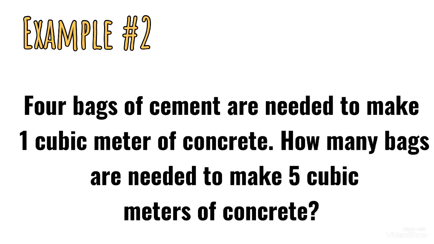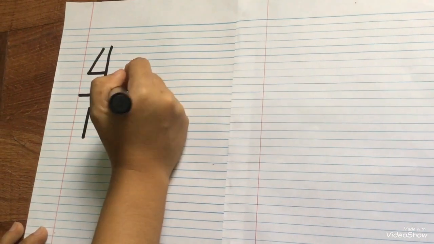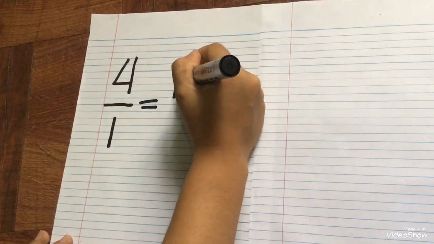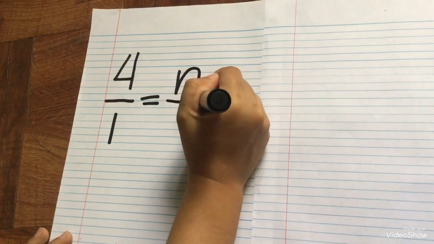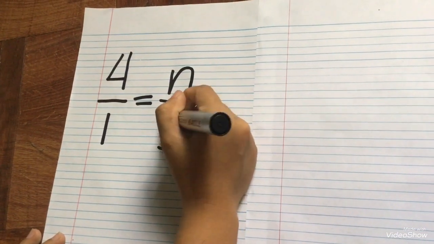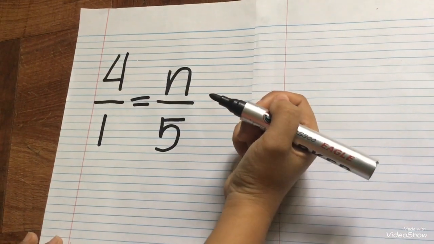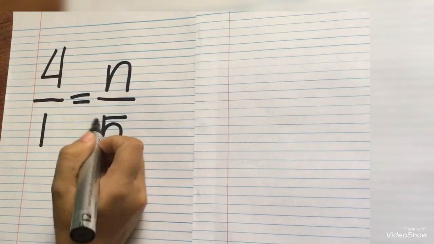Another example. 4 bags of cement are needed to make 1 cubic meter of concrete. How many bags are needed to make 5 cubic meters of concrete? We have 4:1 is equal to N is to 5. We will also use cross multiplication in this proportion.